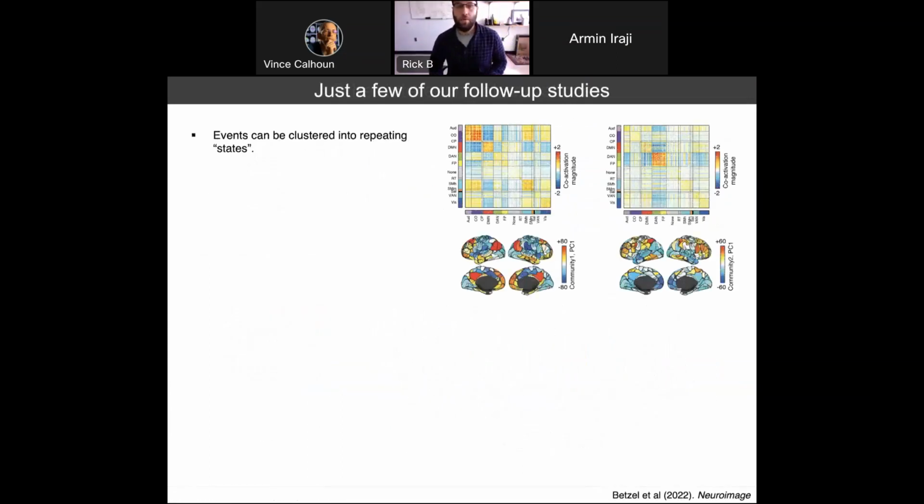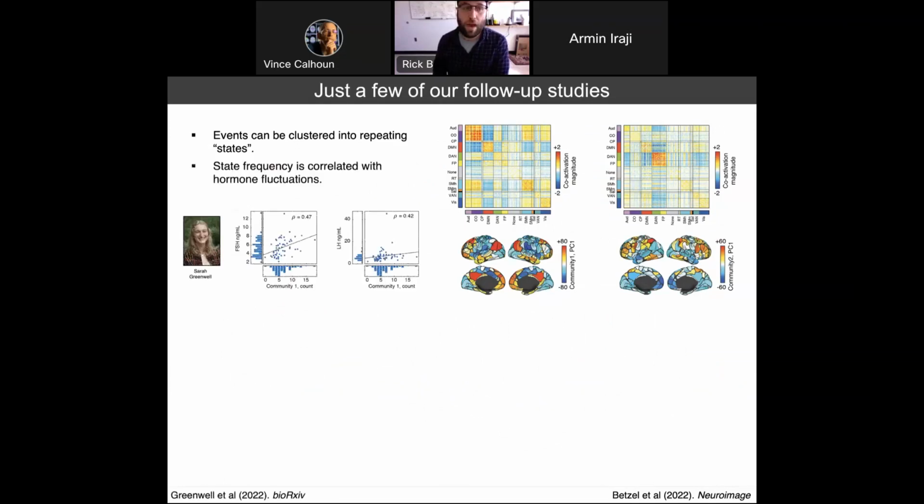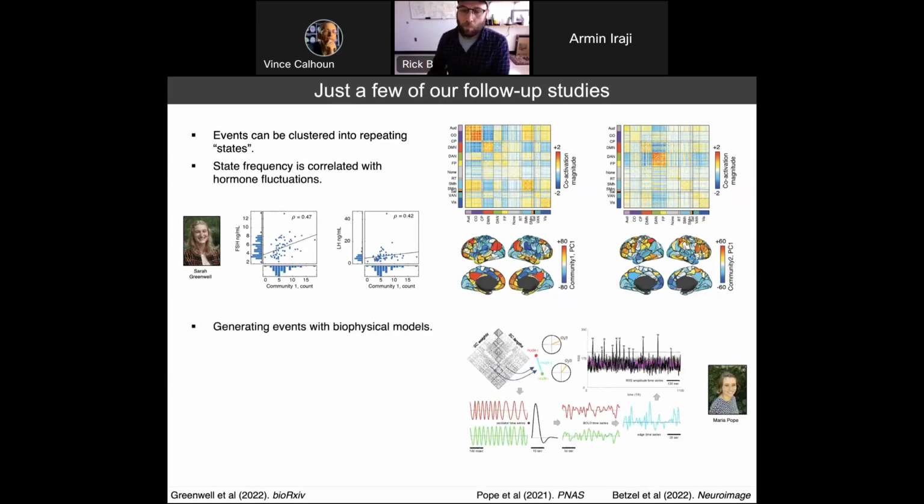Just a few more notes on follow-up studies. After this first paper, we went back and clustered events, and we found that they are not, in fact, monolithic. There are different flavors of events, different flavors of co-fluctuation patterns. My undergraduate, Sarah Greenwell, using 28andMe data collected from Emily Jacobs' lab at UCSB, found that particular patterns of co-fluctuations, particular states, are associated with endogenous fluctuations in sex hormones within an individual across 2 menstrual cycles. We have also established, this is work from Maria Pope in Olaf Sporns' lab, a structural basis for events.